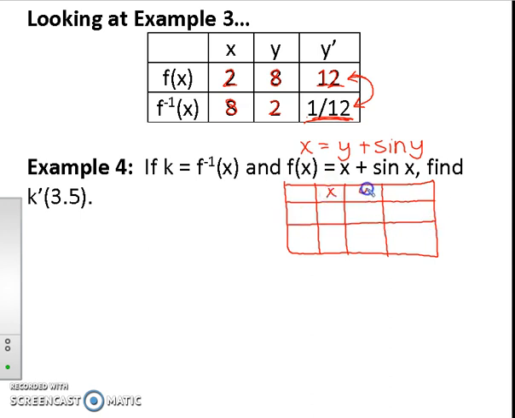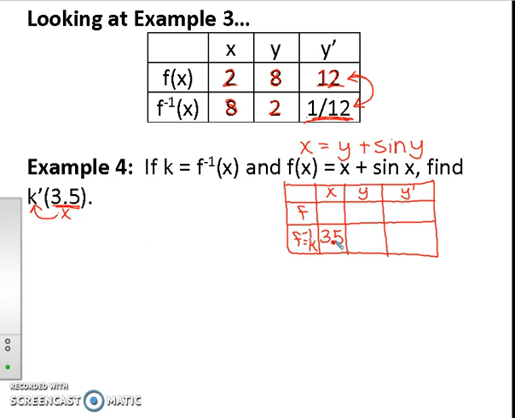so I have x, y, y prime, f, f inverse. And in this particular problem, we're also calling f inverse k. So they are wanting me to find k prime of 3.5. So this is the x value for the k function. So that would be right there in my table.